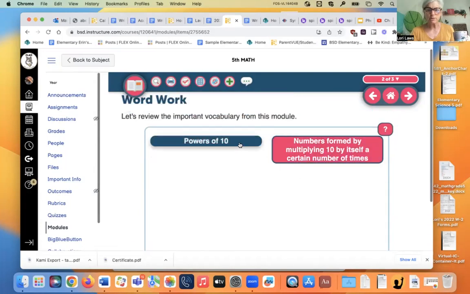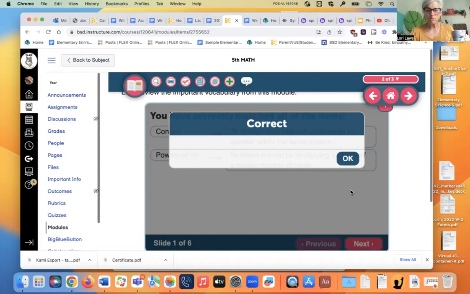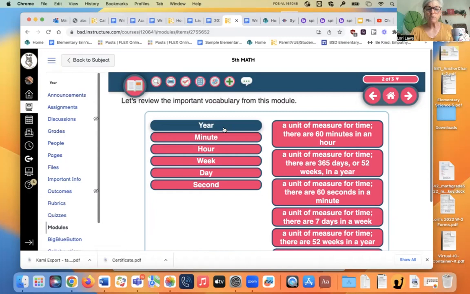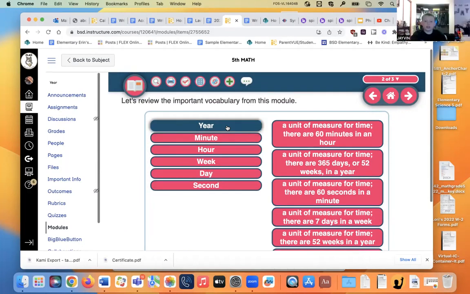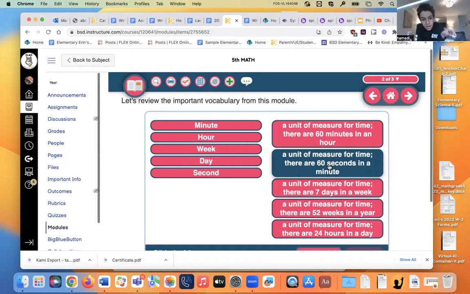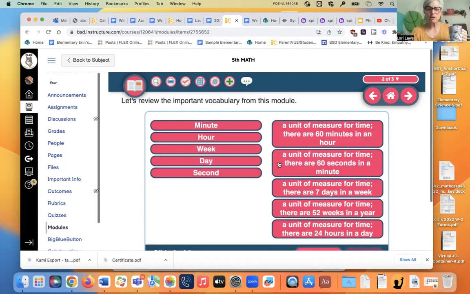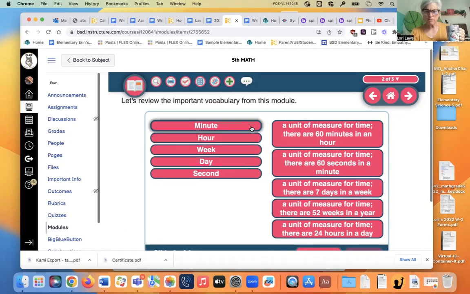I guess we have to choose so that we can go on to the next one. You've correctly guessed it. Here we go. Now here you need to try to test yourself on what's a year. Who can tell me what a year is? A unit of measure for time. How about a minute? A unit of measure, 60 seconds. A week has 7 days. Correct. There are 7 days in a week. That is a 60 seconds in a minute.